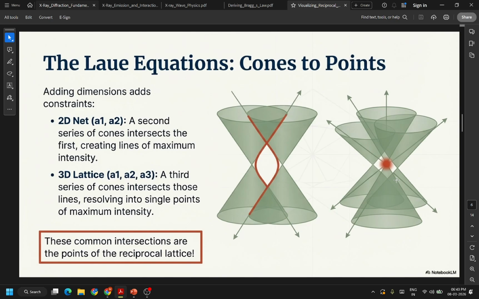And when we go to two dimensions, where we have A1 and A2, then we get two cones. This second series of cones intersects with the first, and it creates lines of maximum intensity. And when we go to three dimensions, then a third series of cones comes into the picture, and it interacts with the first two cones, and it results in single points of maximum intensity. These common intersections are the points in the reciprocal lattice.